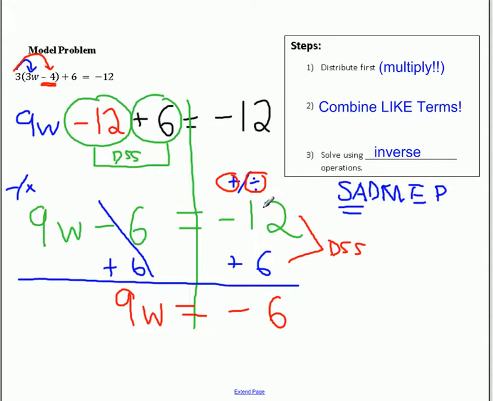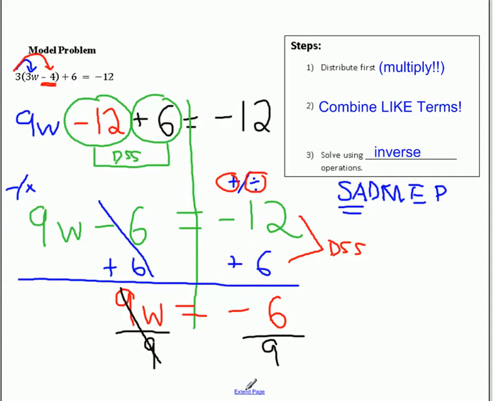This is, again, why I make my plan. Because sometimes you get into the middle of a problem and you forget, like, what was I doing again? I have to divide both sides by what? The thing I want to get rid of. The thing that's keeping my variable from being free. And that is the 9.